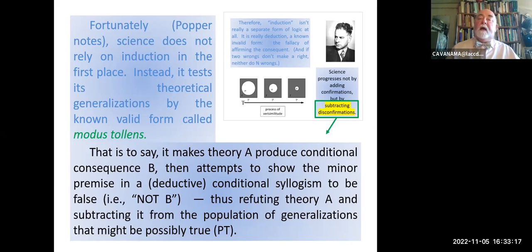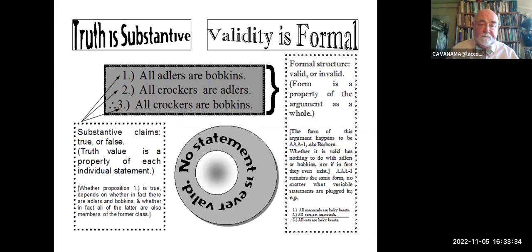Okay, now we're at a point to sum up what's been said about truth and validity, substance and formality, and so forth, and then to move on to our next topic, which will also be in two parts, on language and logic. Let's sum up first. Truth is substantive, validity is formal. Remember, no statement is ever valid. Substantive claims are true or false. Truth value is a property of each individual statement.